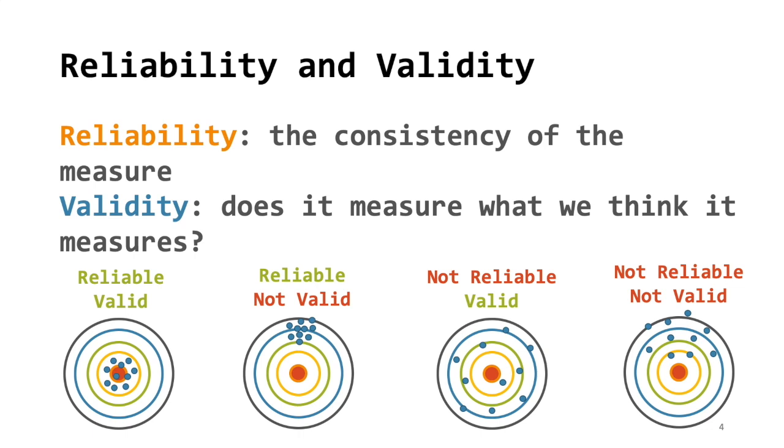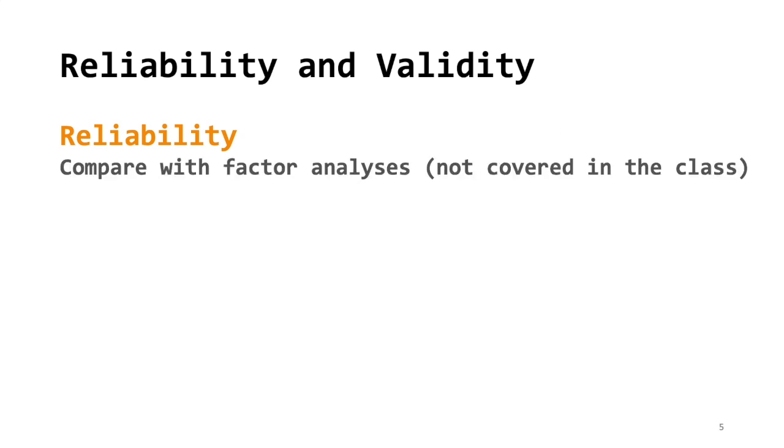So the question then becomes, how do we know? Because usually we don't know where the target is for sure. We just want to know, is our measure good? Is it reliable and valid without actually knowing what the real thing is?